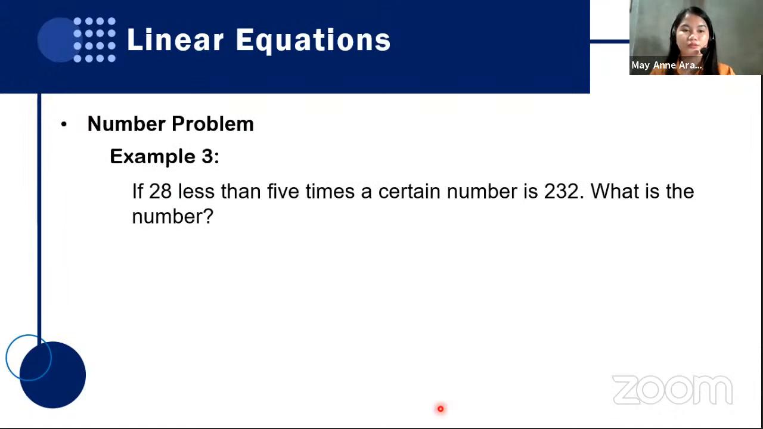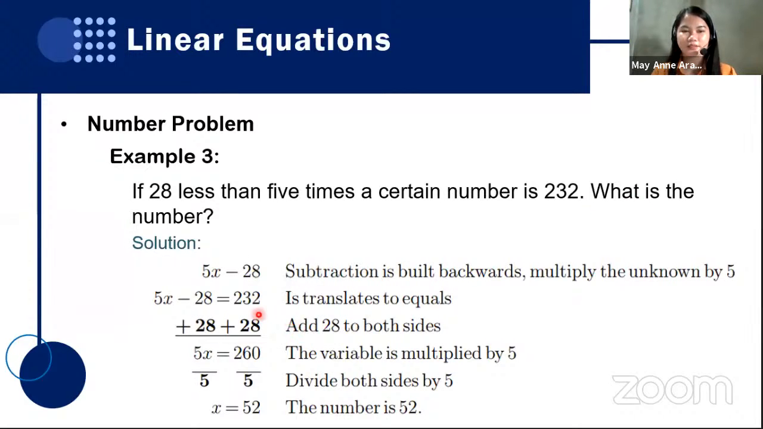So for this, we have an example. If 28 less than 5 times a certain number is 232, what is the number? Okay, for the solution, we have 5x minus 28. So 5 times a certain number, 5x, less 28. So minus 28. So that is, what is their difference? 232. So we will equate that expression to 232. Then just transpose 28 or add 28 to both sides. And 260 divided by 5 is 52. So the number is 52.